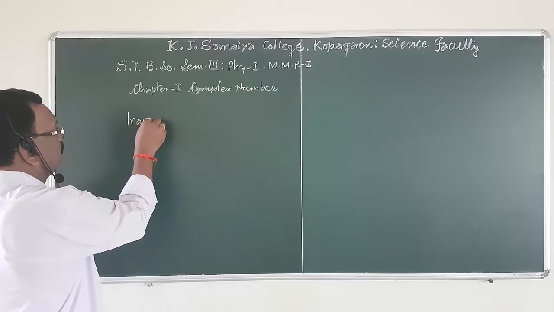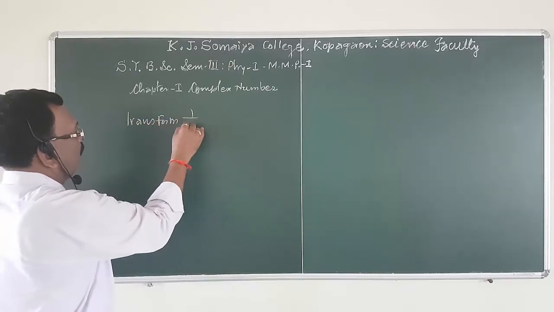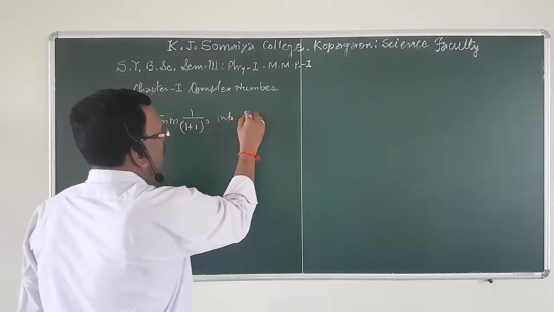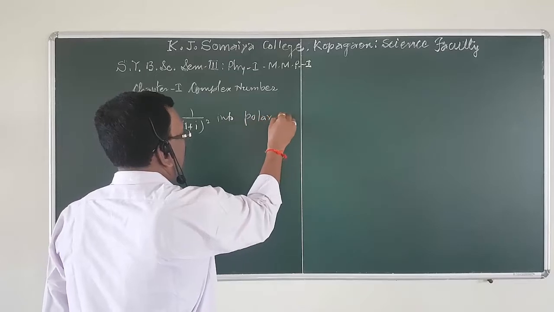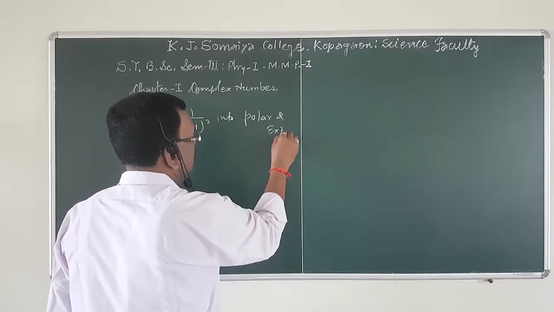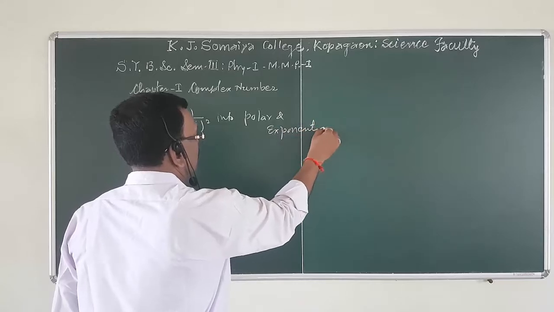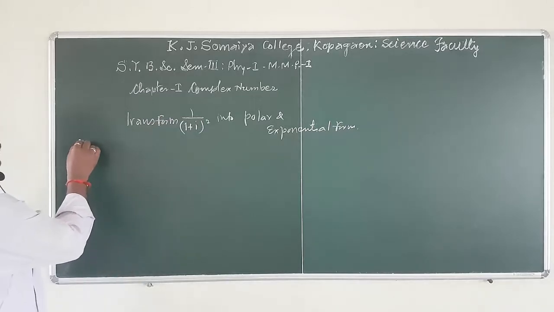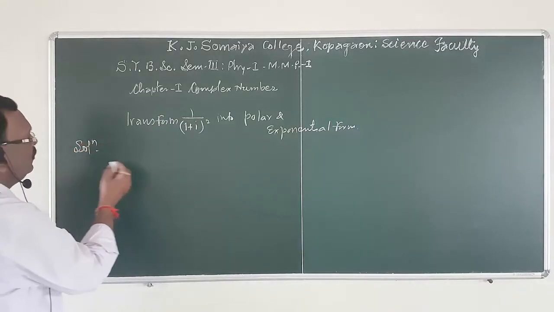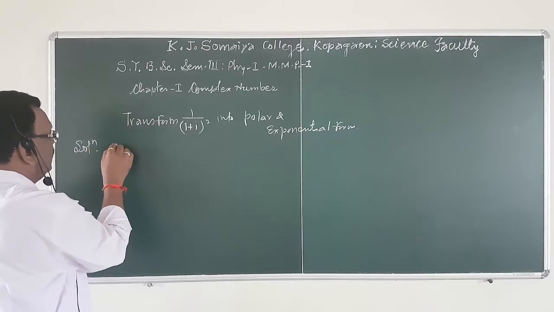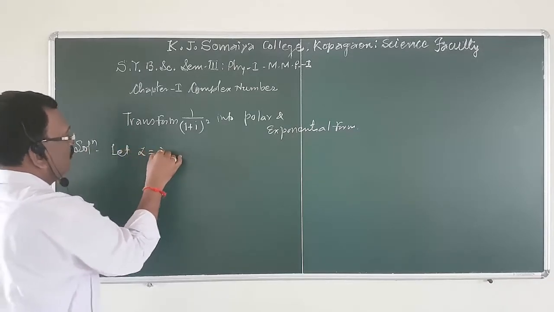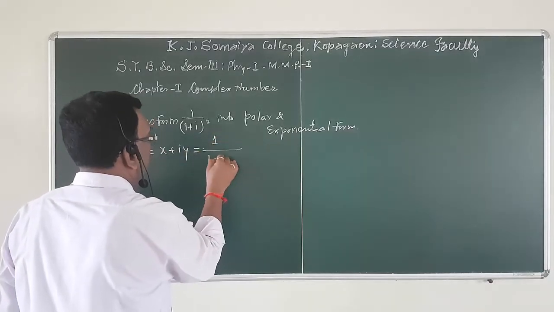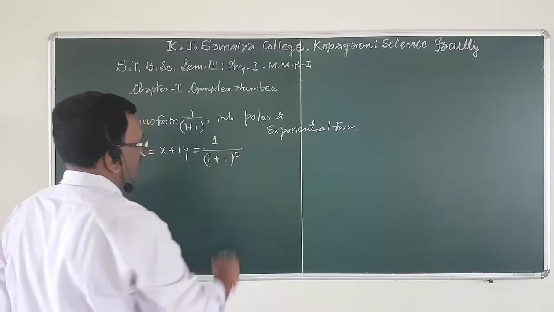Transform 1 upon (1 plus i) whole square into polar and exponential form. In order to solve this problem, let us consider a solution. Let z is equal to x plus iy is equal to 1 upon (1 plus i) whole square.